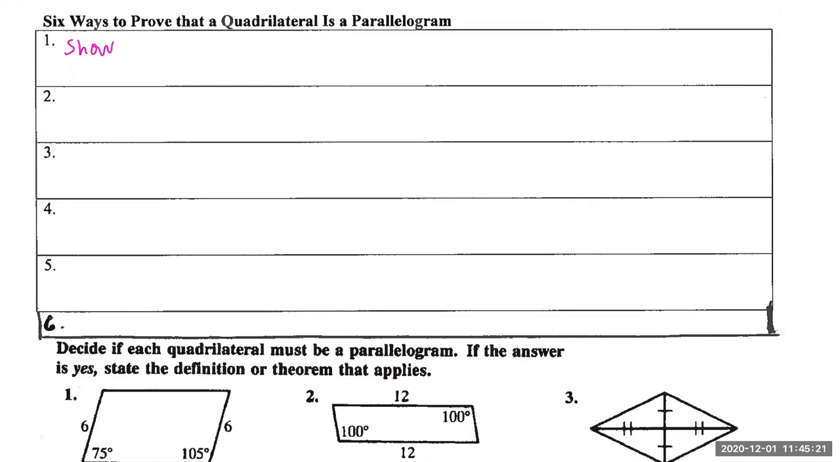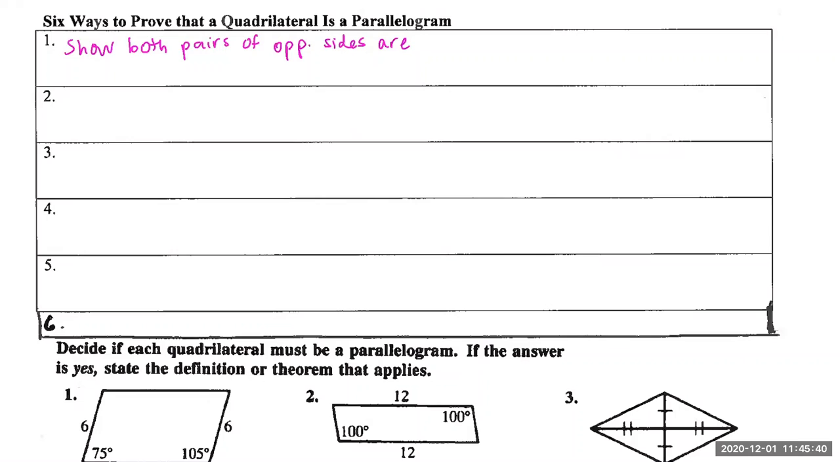So by definition, you can show that both pairs of opposite sides are what? If it's by definition, you want to show both pairs of opposite sides are, what do you think? Fill in the blank.